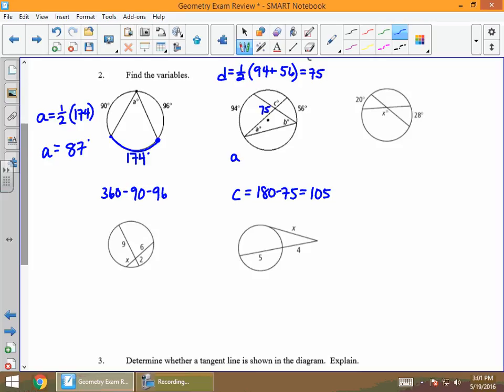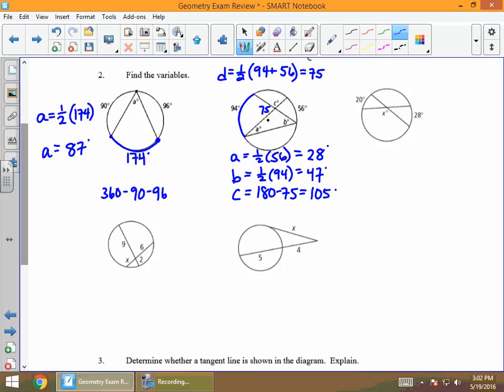Angle A, if I look at where angle A sits on the circle, so it's half of its opposite arc. So that opposite arc is right there, which is 56. So A is half of 56, which is 28 degrees. And B, if I look at B, it makes this arc over here. So B is half of that arc, which is half of 94, which is 47 degrees. So I would find A to be 28, B to be 47, and C to be 105.